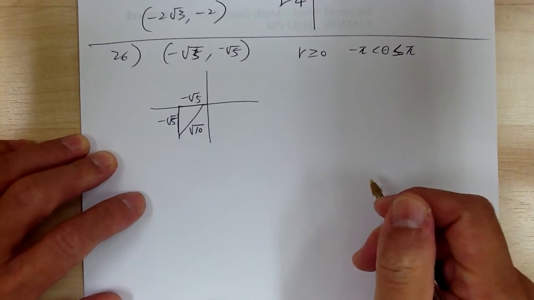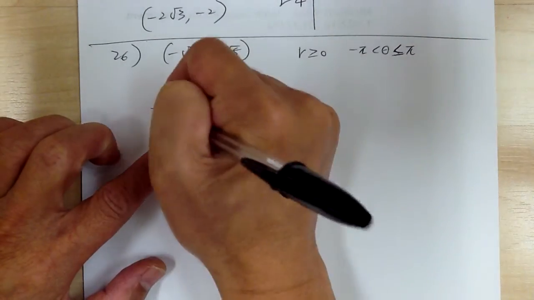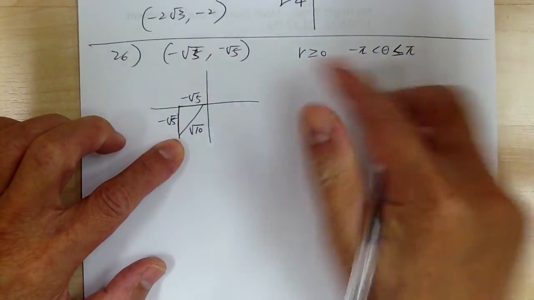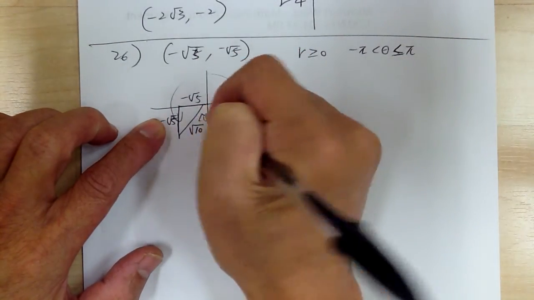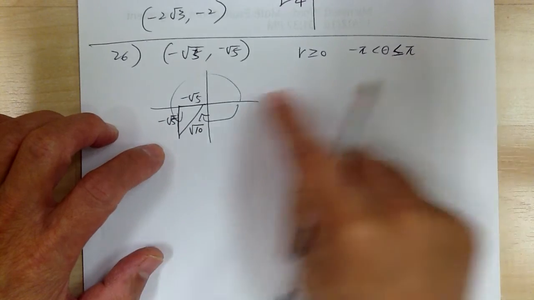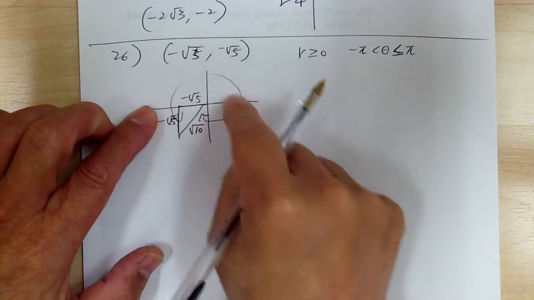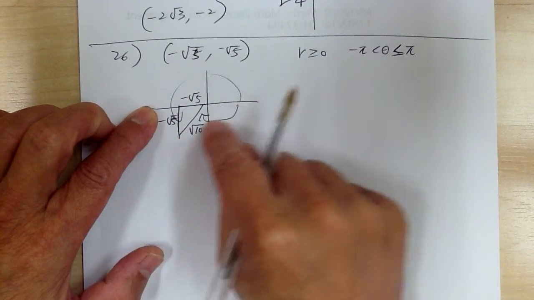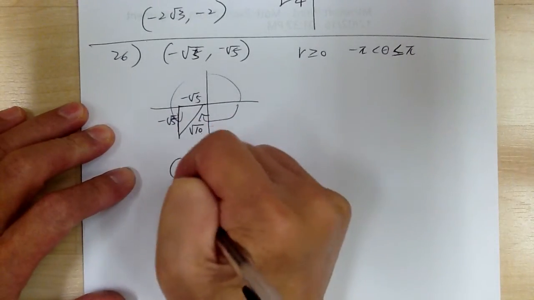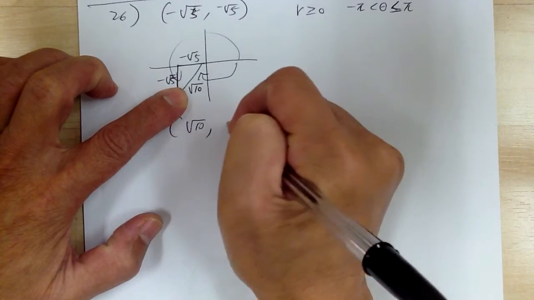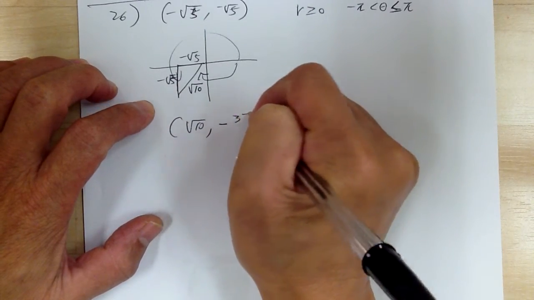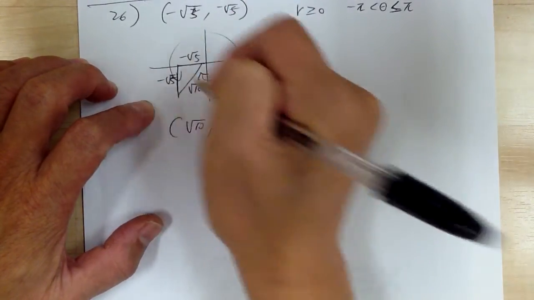And from here, notice that if you go this way, it will go over the pi, so you cannot do that. So you have to go this direction. Again, you can only go up to pi. So you can go up to here only, so you cannot go this direction to get here. So the polar coordinate would be, the radius would be square root of 10, and the angle would be negative 3 pi over 4. So you have to go this direction.